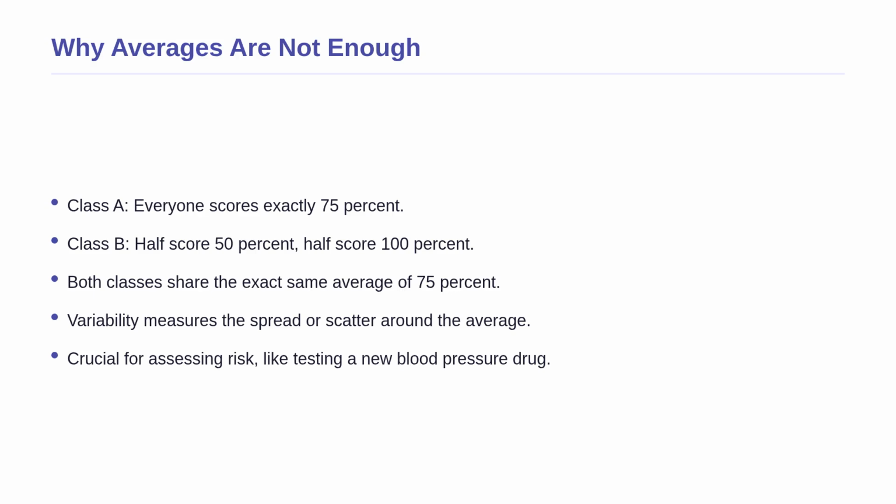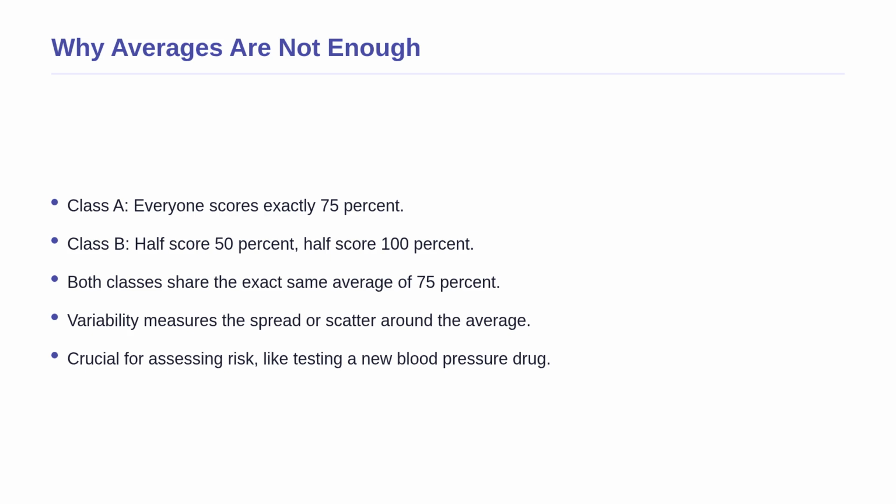Let us start by imagining two biology classes. In Class A, every single student scores exactly 75%. In Class B, half the students score 50% and the other half score 100%. Both classes have the exact same average of 75%, but the situations are completely different. This shows us why the mean is never enough. We need a way to measure how spread out or scattered the data points are.